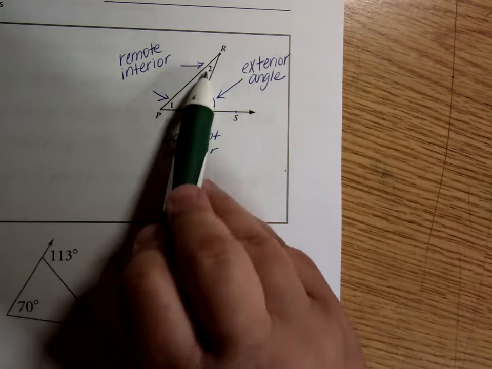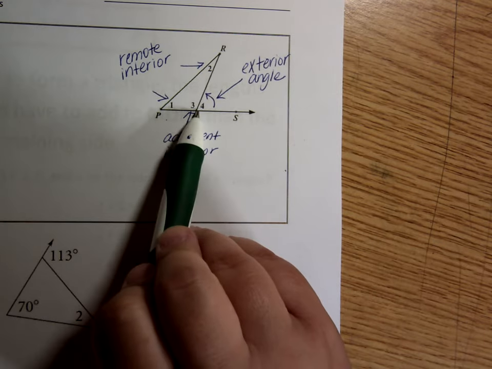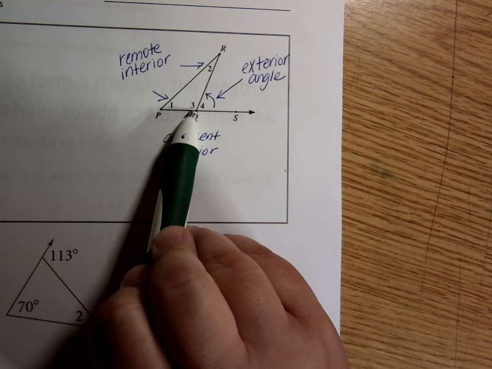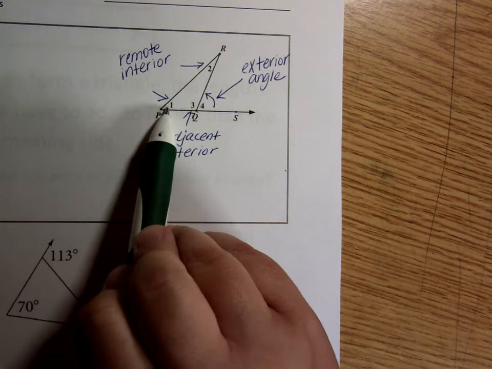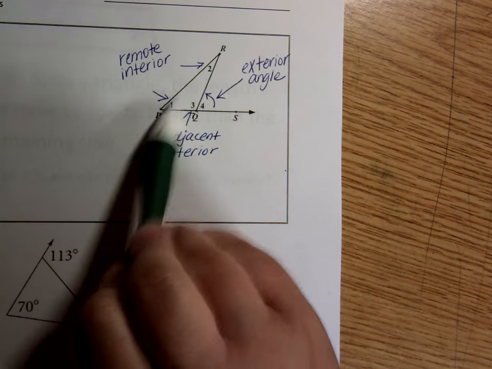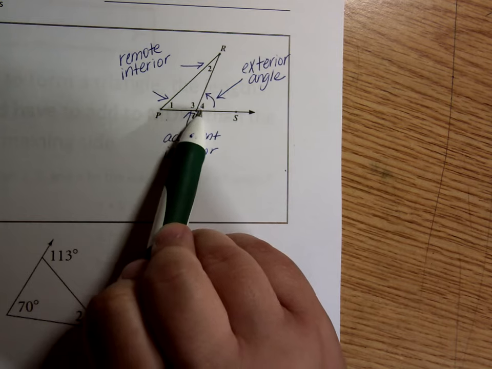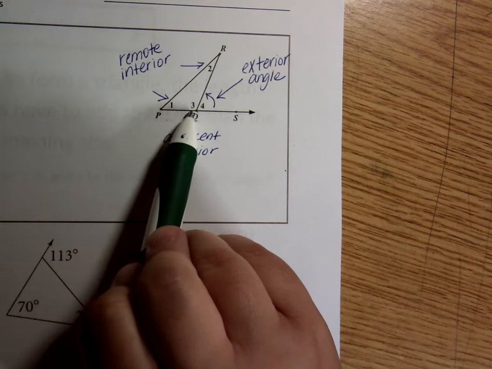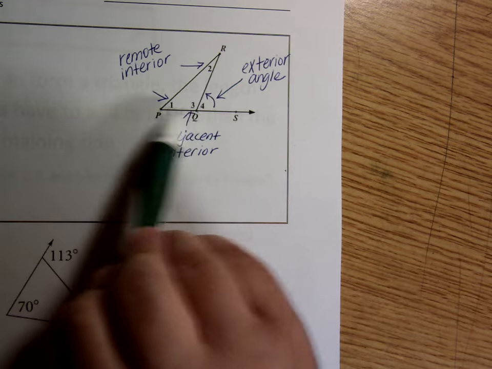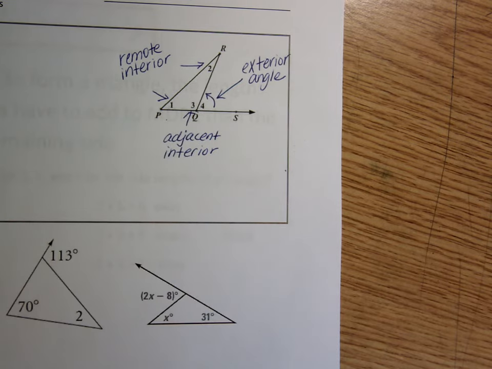Okay, so 1 and 2 are not next to 4. This one's next to 4. They're the two that are away from 4. So the two angles inside the triangle that are not close to the exterior angle, the other two. The one right next to it's called the adjacent interior. The other two are called the remote interior angles.